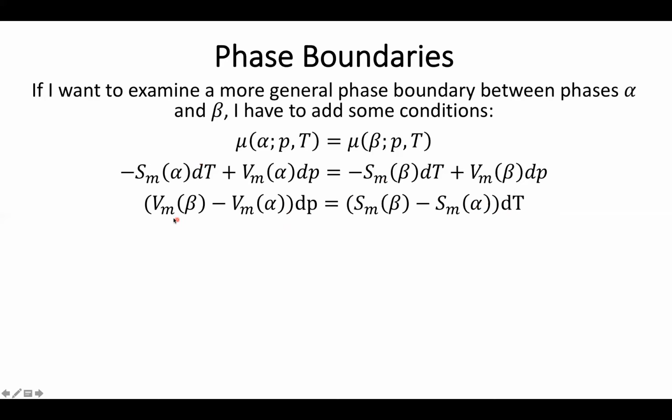So what you may notice is that this molar volume term is product minus reactant. Ta-da! This is going to be the change in molar volume for the transition. And similarly, on this right side, we have the change in molar entropy for transition. So what we can then do is rearrange the system. I'll go ahead and divide both sides by dT and by the change in molar volume of transition. And this generates something called the Clapeyron equation.